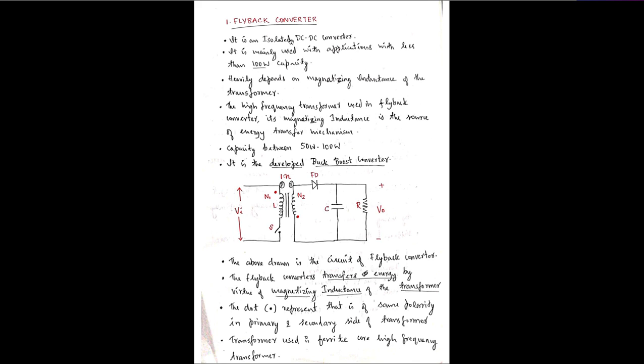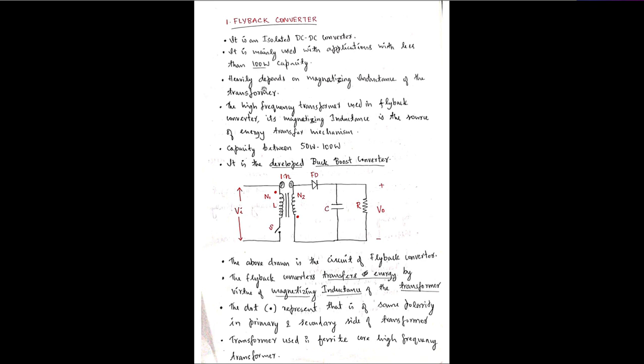So first one is flyback converter. It is one of the type of isolated DC-DC converter. So in the case of flyback converter, it is mainly used with application with less than 100 watt capacity. Watt is somewhat less, capacity is somewhat less in the case of flyback converter. Maximum it will be having a 100 watt capacity.